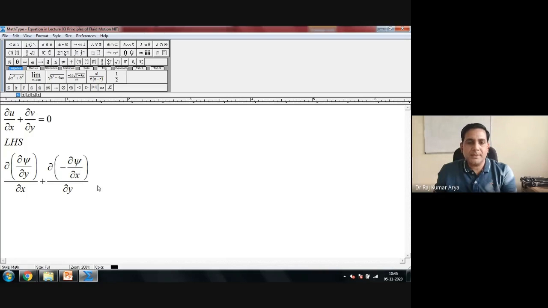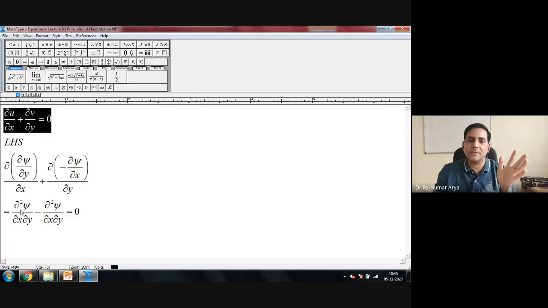If you differentiate that, what will you get in the next line? You will get del square psi upon del x del y, and the same thing you will get on this side with the minus sign. So finally this is coming equal to 0. So u is taken in terms of psi in such a way as to satisfy the continuity only. Your left hand side is coming equal to the right hand side. So whatever you have considered for u is satisfying the continuity. Therefore, your stream function definition, whatever you have chosen, is correct.